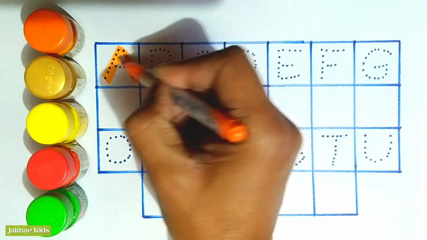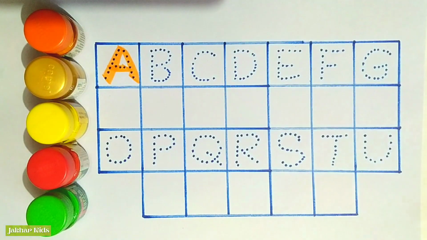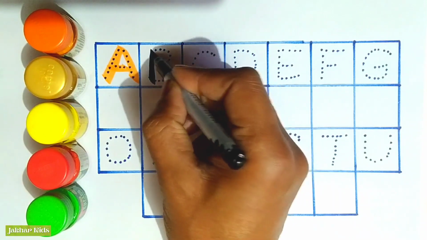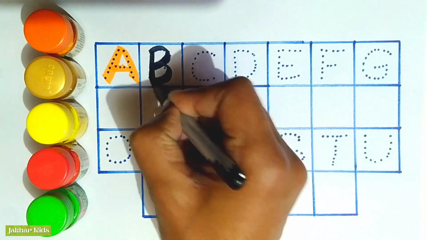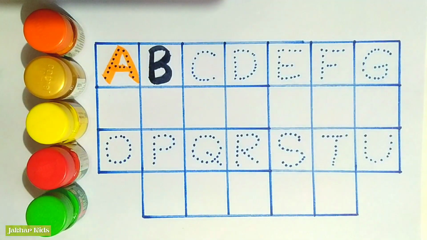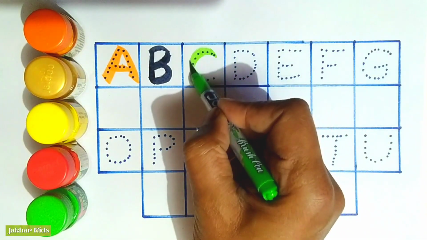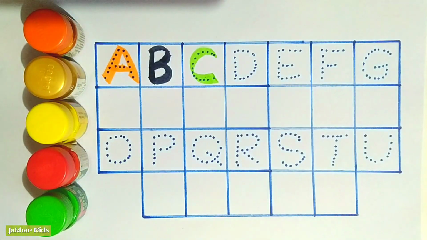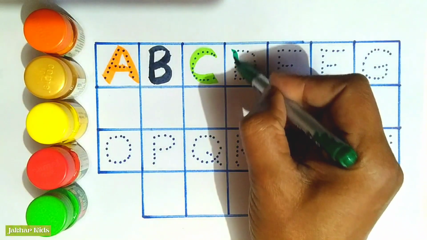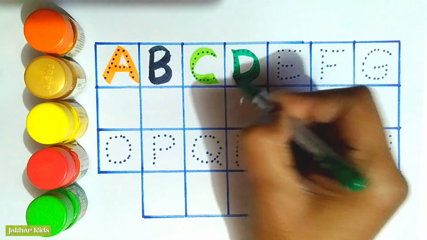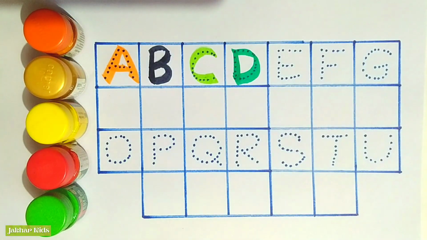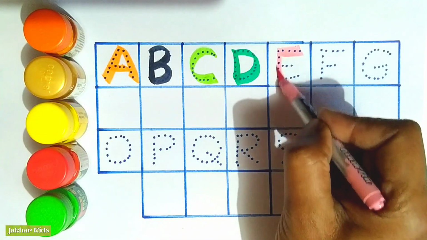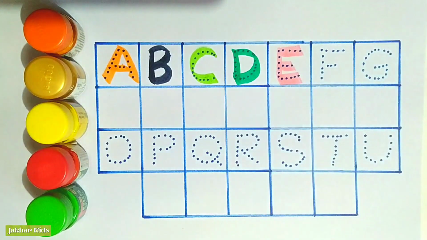A. A for apple. B. B for ball. C. C for cat. D. D for dog. E. E for elephant.